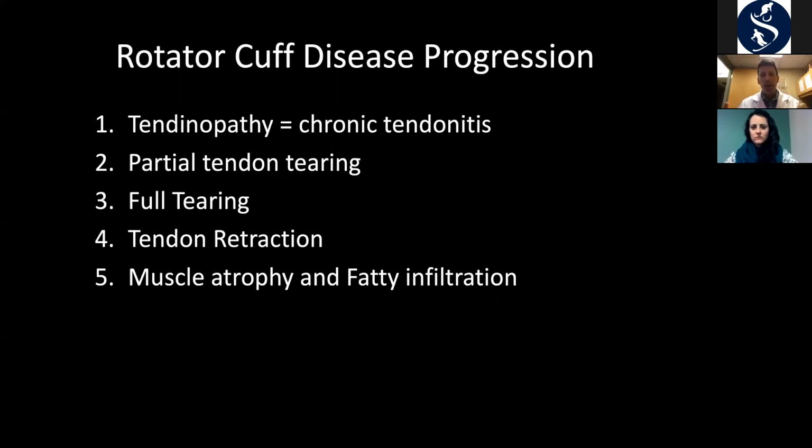So that's why we don't want to get to the point where someone has a big retracted tear and their muscle is basically mainly fat, because we might be able to fix that tendon, but patients won't necessarily get a lot of their strength back. And so those are really in severe end stage type tears.